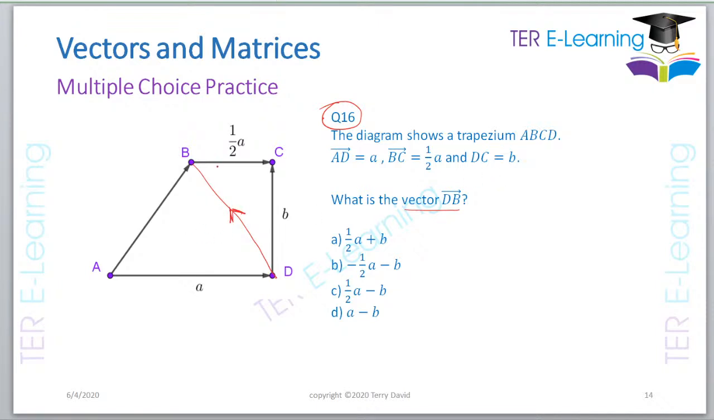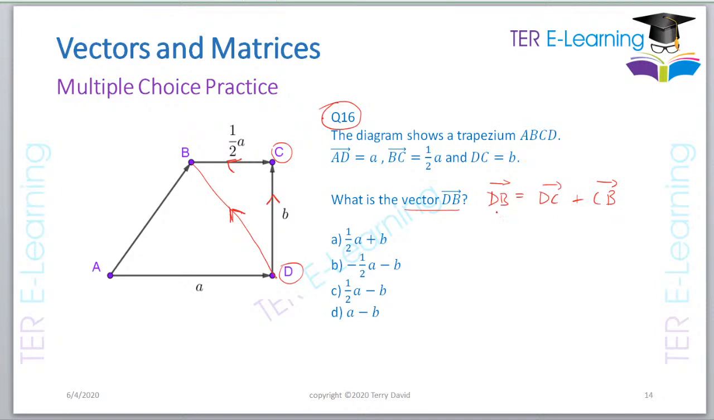DB, that's this vector here. You're starting from D, from this point. Then you're going to go here to the point C. And then you're going to go in this direction to get to B. So the vector DB, from the diagram, is actually equal to DC plus CB.